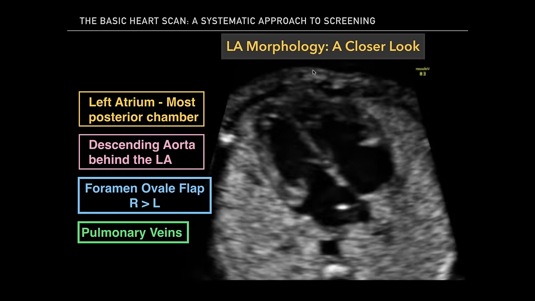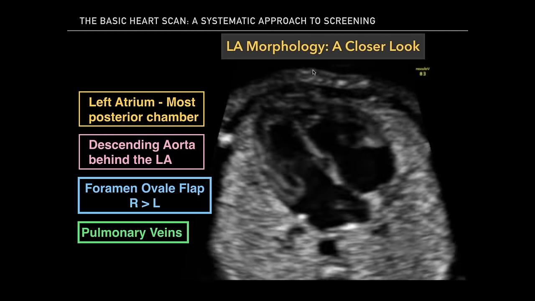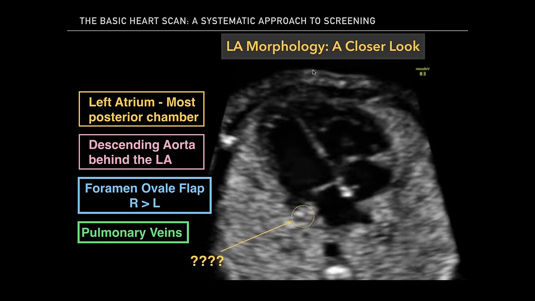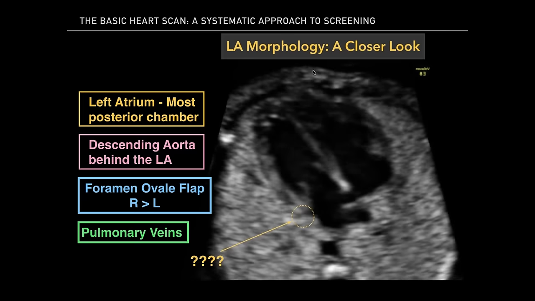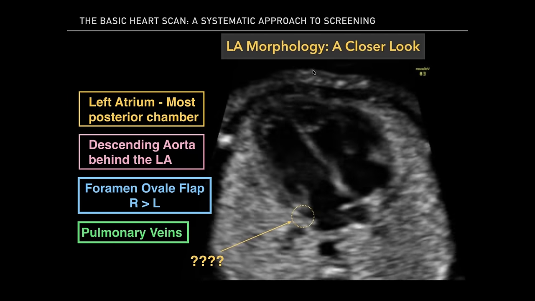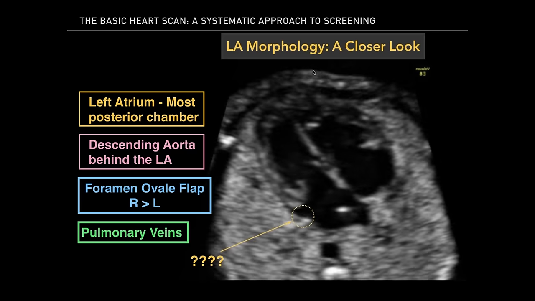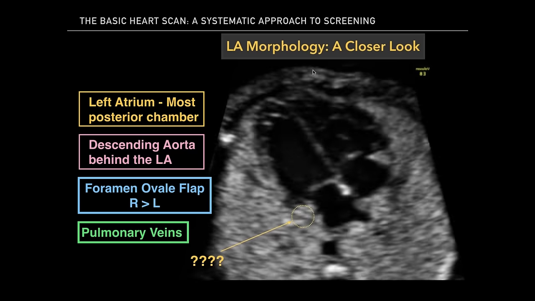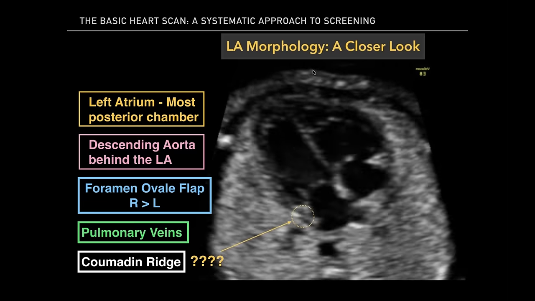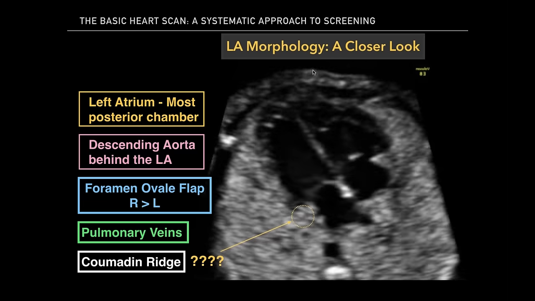Okay, so now going back into the left atrial morphology, here we see this specific structure. People wonder, is that thrombus? It has also been referred to us as a possibly dilated coronary sinus, but what is that exactly? This is just a normal anatomic structure called the Coumadin ridge.